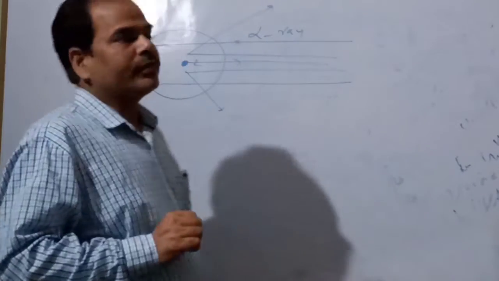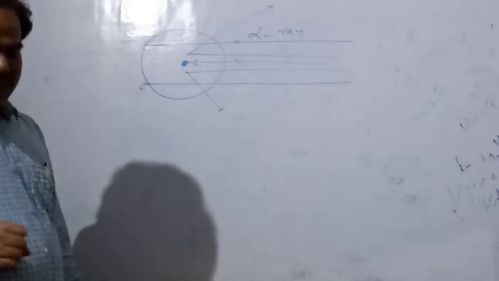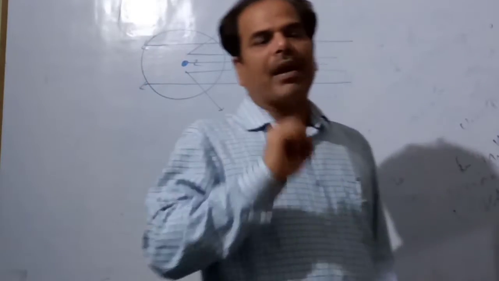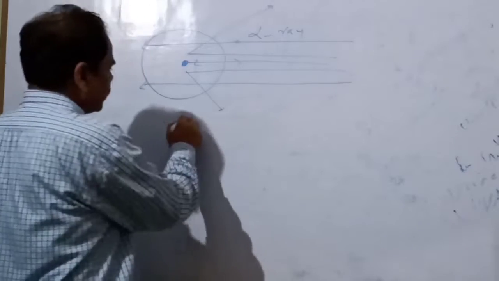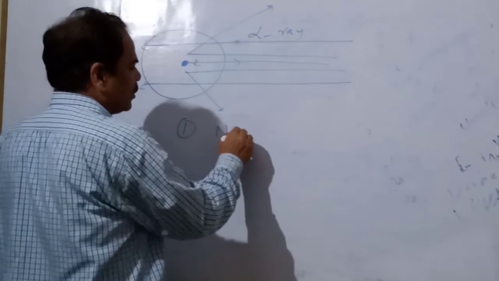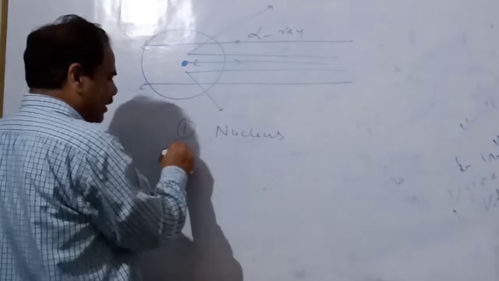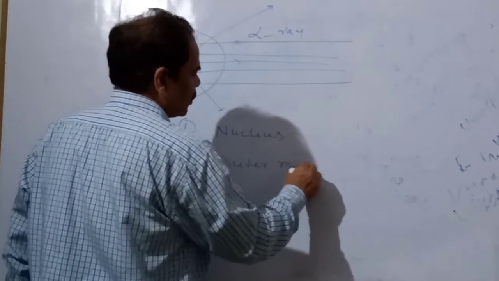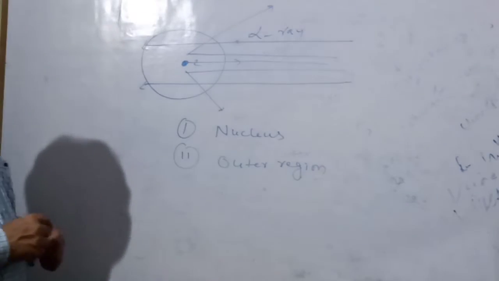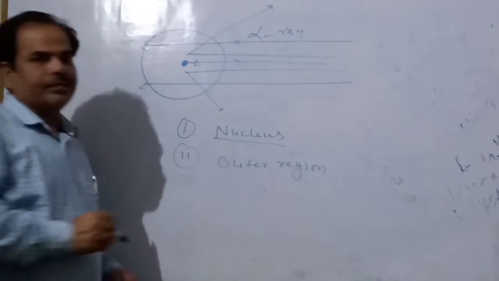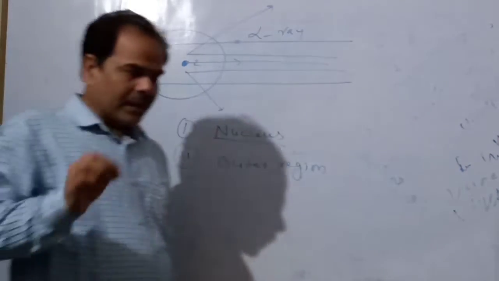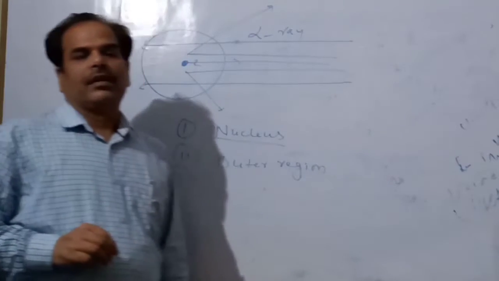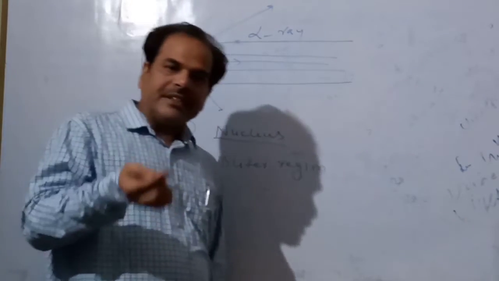On the basis of the above observation, the atom can be divided into two parts. First part is the nucleus and second part is the outer region part of the atom. Nucleus is present at the center of the atom. It is positively charged.